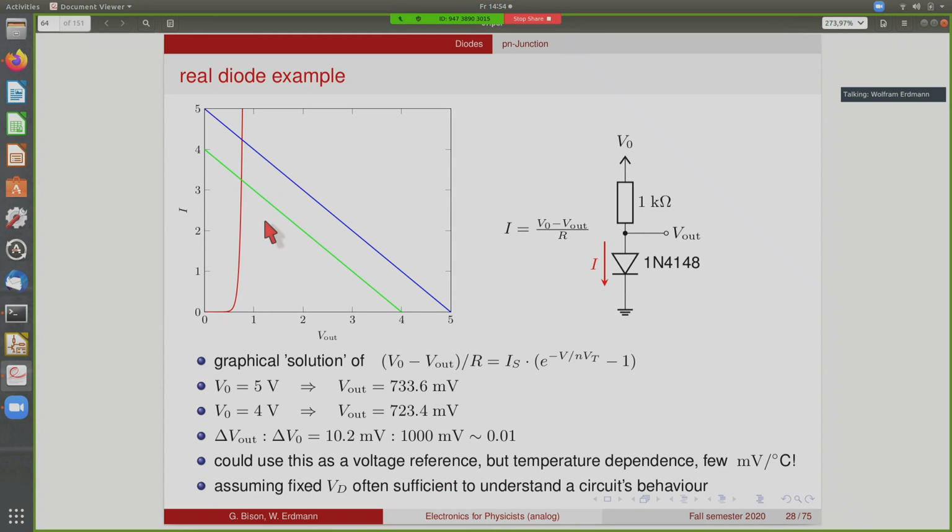But for many circuits, we can ignore these changes and simply assume that the voltage is constant. When you want to intuitively understand what a circuit does, you can often just say, okay, this is a constant voltage, and then you go from there.